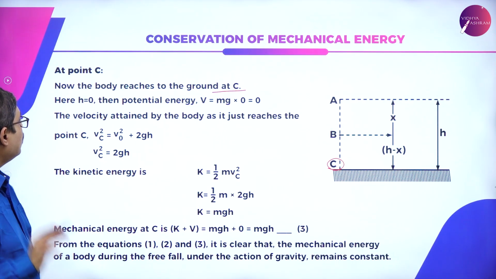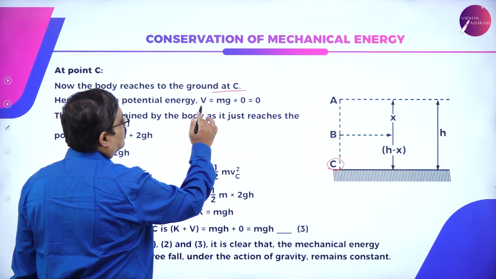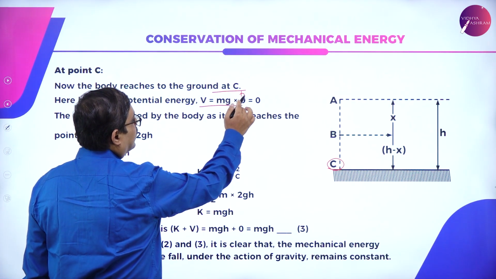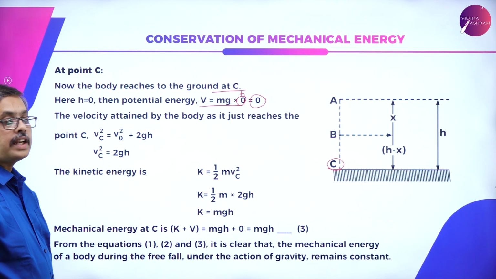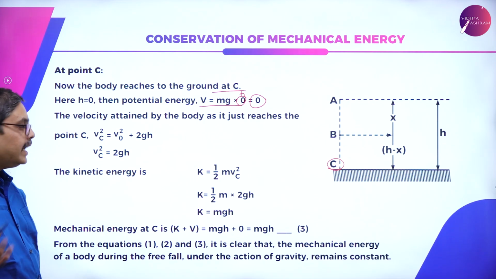At height 0, the potential energy V is equal to m into g into h. h is 0, so total potential energy is 0. What should we take now? Let us check what is the kinetic energy.